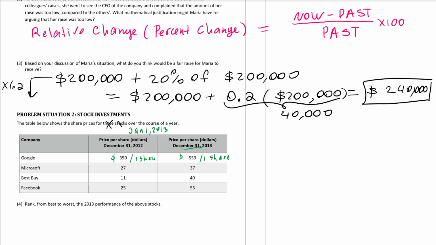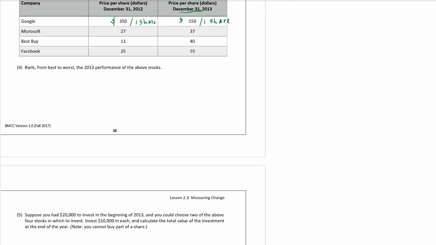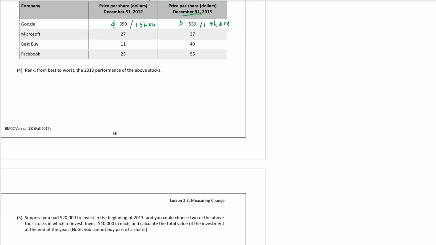All right. So if you already were thinking about the relative change and calculated which stock had the most percent increase, then that will get you to the answer. But in order for us to understand this better, we're going to do the following. We're going to take $20,000 and we're going to invest in the beginning of 2013. And if you choose two of the above four stocks in which to invest, we're going to split 10,000 among the two of them, and then we will compare.